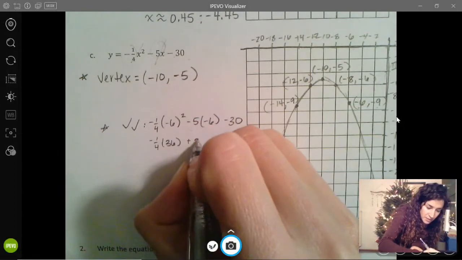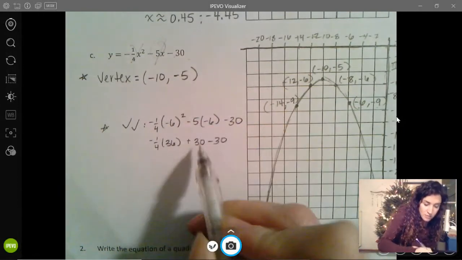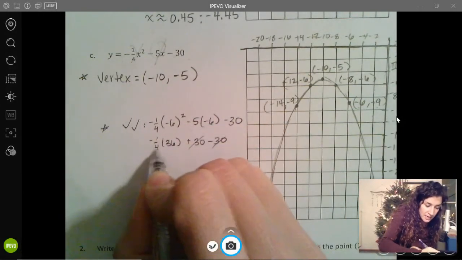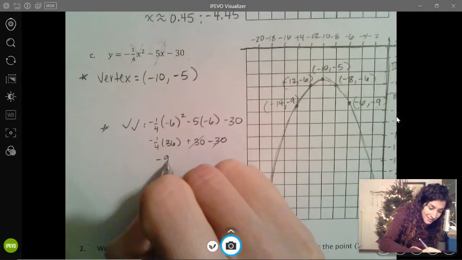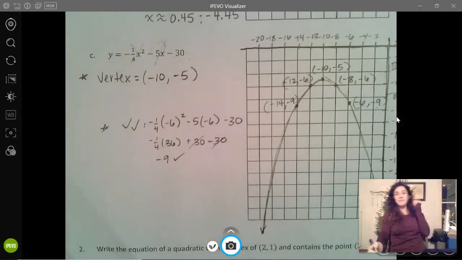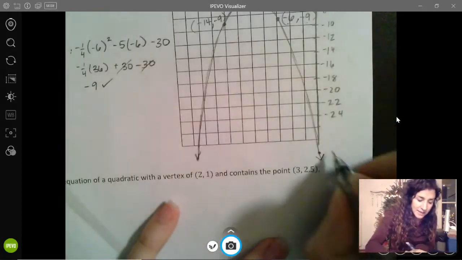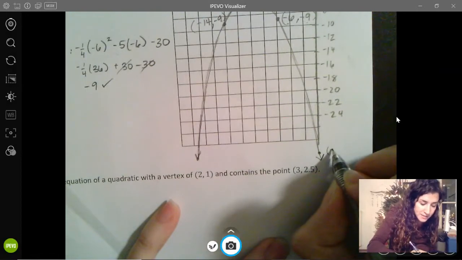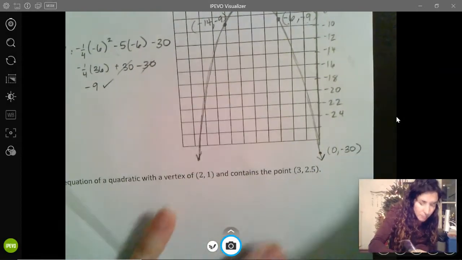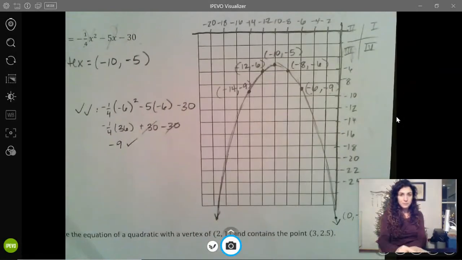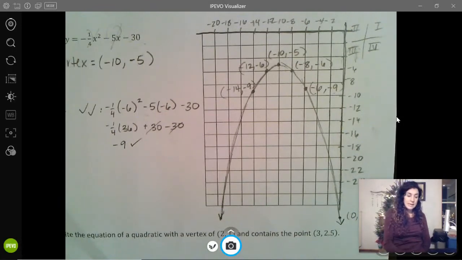That becomes plus 30 minus 30, which is really nice. Those guys cancel out. -1/4 of 36 is -9, and that is the value that I was looking for. Everything turned out well. I made a few mistakes, but I was able to bounce back. I might come back here and label my y-intercept 0, -30, because that's what my instructions told me. And that's it. That's done.